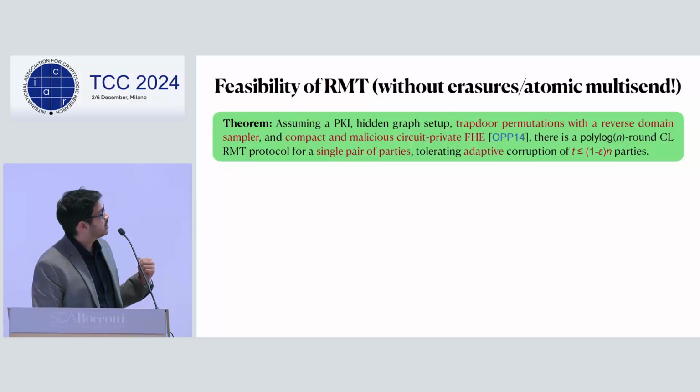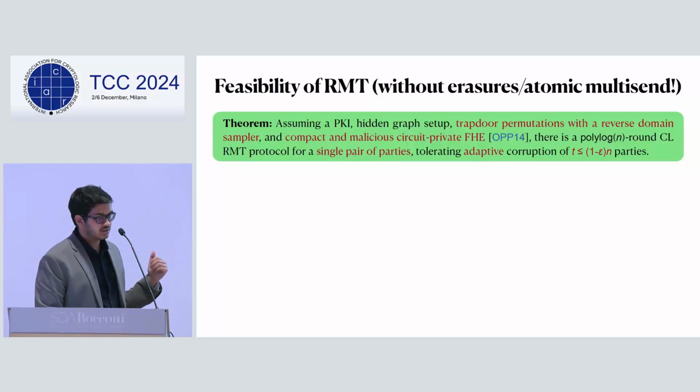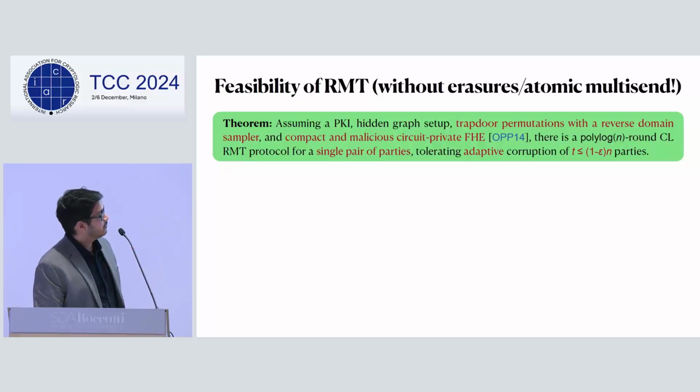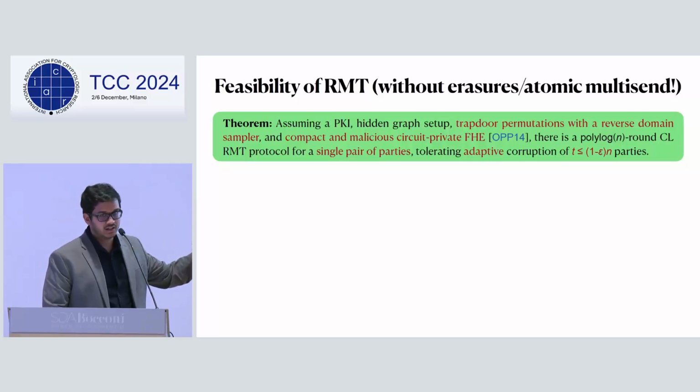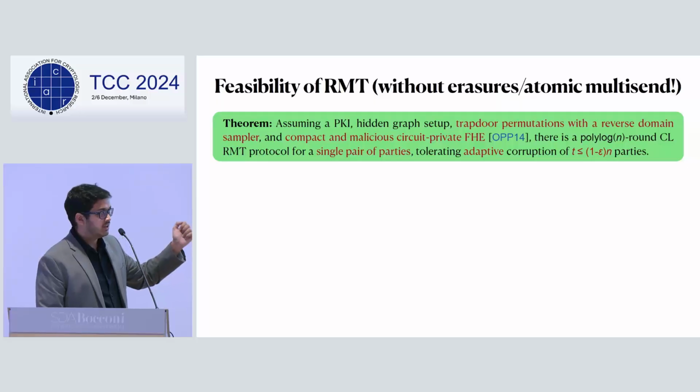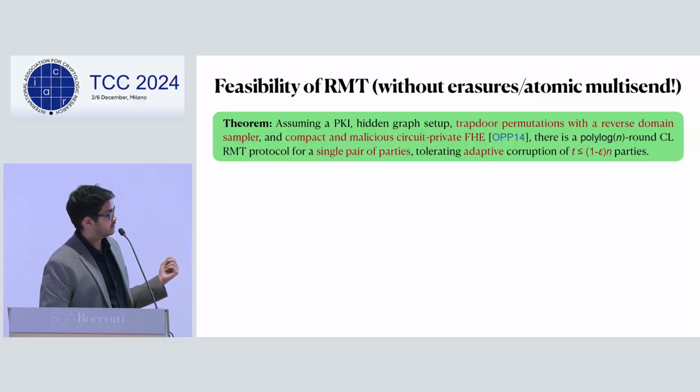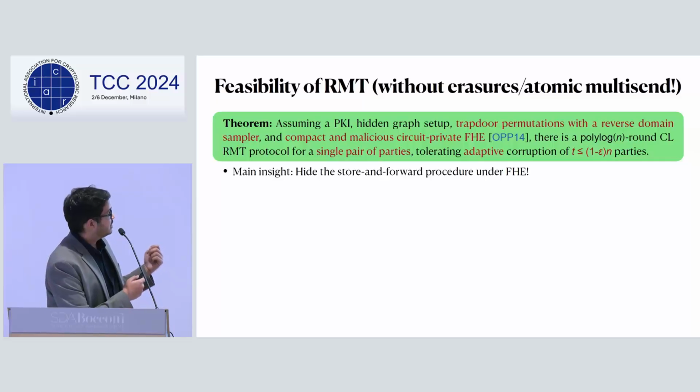communication local protocol for RMT for a single pair of parties, tolerating adaptive corruption of some constant fraction of the parties. The polylogarithmic rounds comes from the fact that the hidden graph, the way I showed the sampling of the hidden graph, it is an expander with high probability, with polylogarithmic expansion and hence polylogarithmic diameter. And the main insight here is that we hide the store and forward protocol under the hood of fully homomorphic encryption.